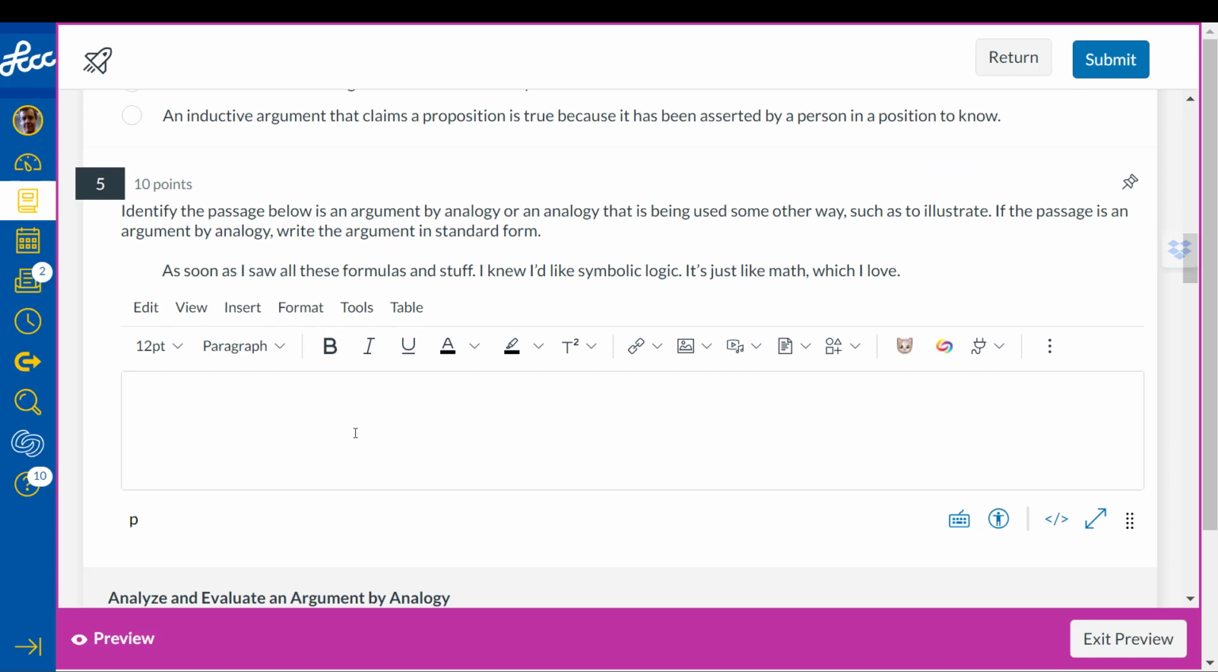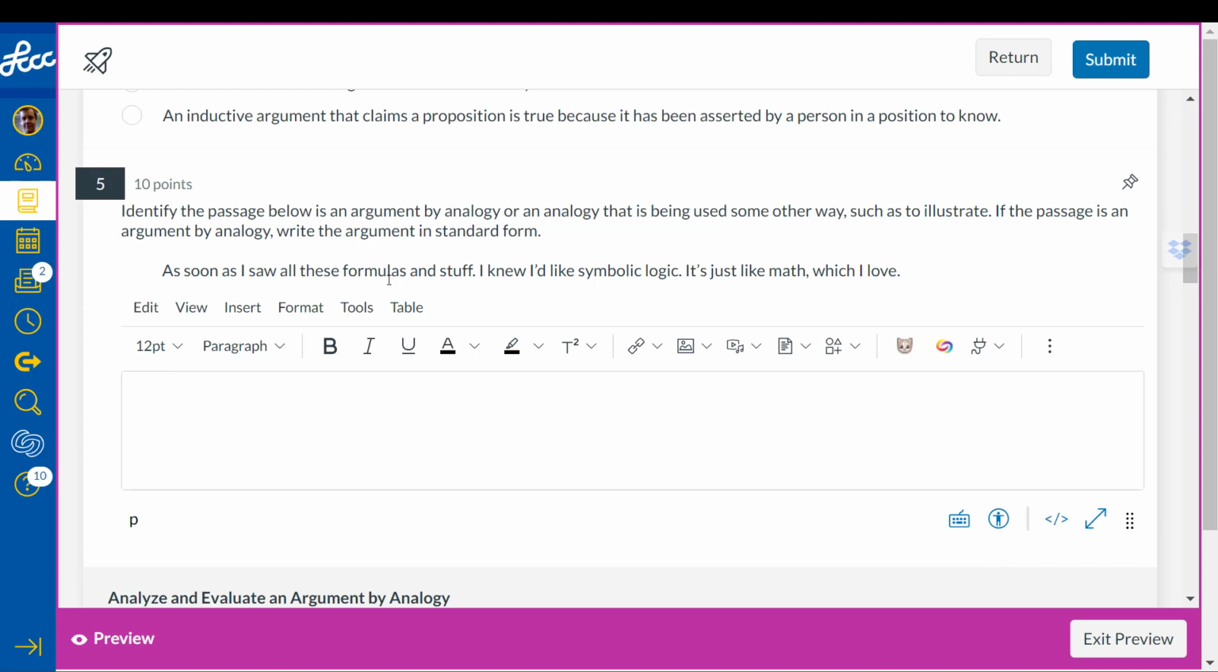Identify the passage below. The instructions are garbled. Identify whether the passage below is an argument by analogy or an analogy that's being used in some other way, such as to illustrate. If the passage is an argument by analogy, write it in standard form. As soon as I saw all these formulas and stuff, I knew I'd like symbolic logic. It's like math, which I love. Okay, there are no indicator terms here. However, you can see that the person is clearly drawing a conclusion.